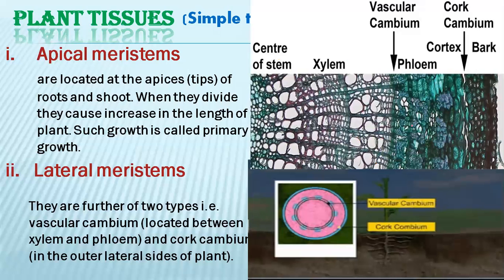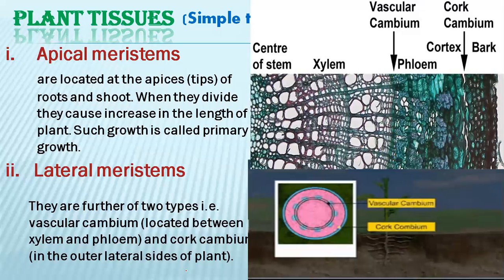Here is xylem, and here is phloem. Xylem conducts water in the plant from the roots to the leaves and all the parts, and phloem conducts food from the leaves to all parts of the plant, including the roots. Between these two, the vascular cambium is present. These cells are mature cells formed by xylem and phloem, and they form the vascular cambium. That is secondary growth because it increases the width of the plant.